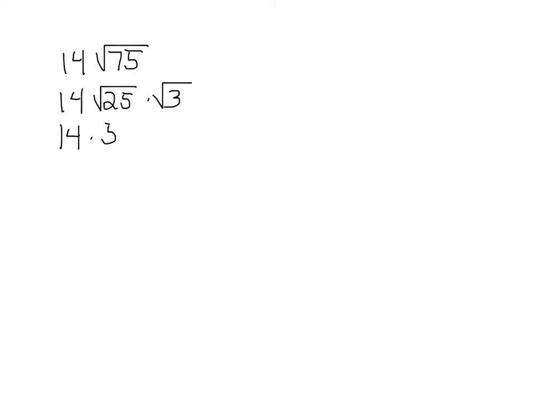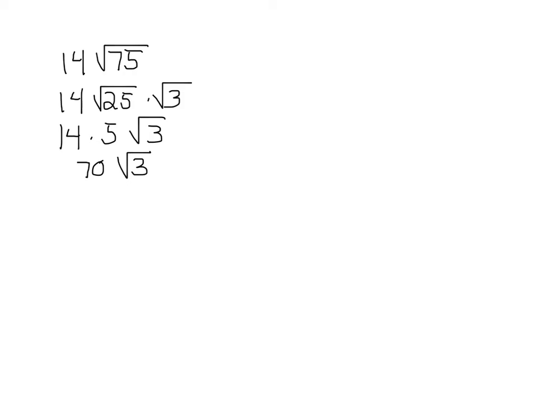What if I have something like 14 root 75? Well, we've already seen that this is 14 times the square root of 25 times the square root of 3. So then this becomes 14 times 5 times root 3. And 14 times 5 is 70. So that's 70 root 3.